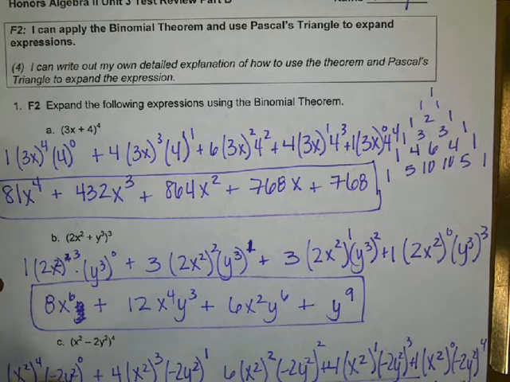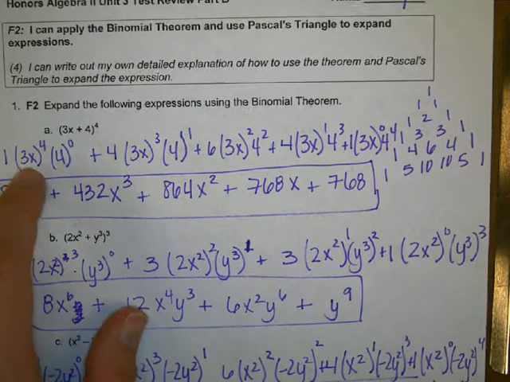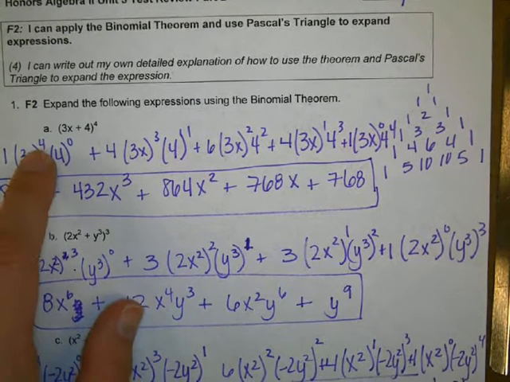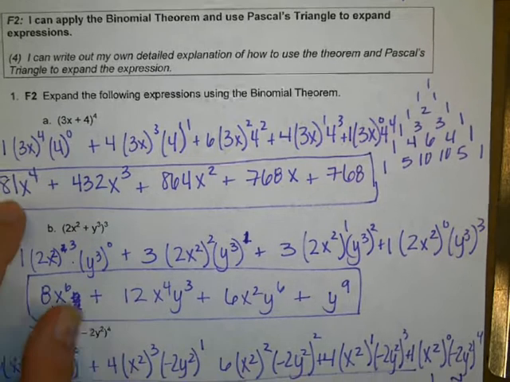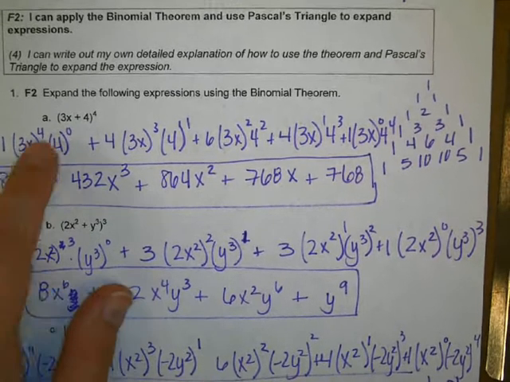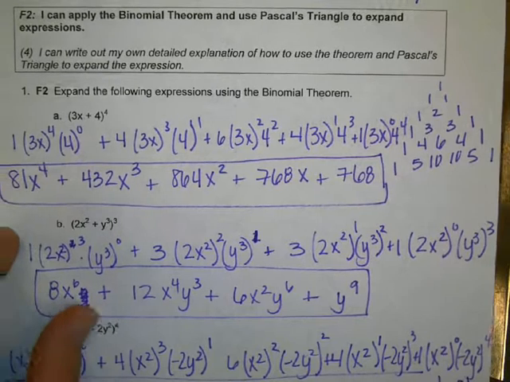Now, when you go to simplify, if you have a number in parentheses that's being raised to a power, remember that you also have to raise the number to the power. So 3 to the 4th is 81. That's how I got the 81 there. Anything raised to the 0 power is 1, so that's why it doesn't really appear anymore.